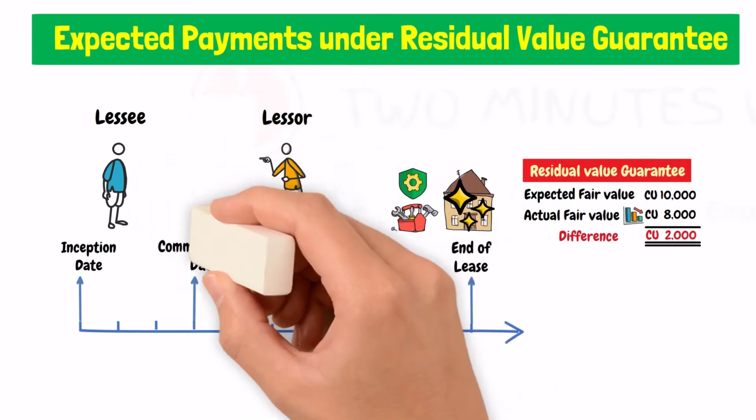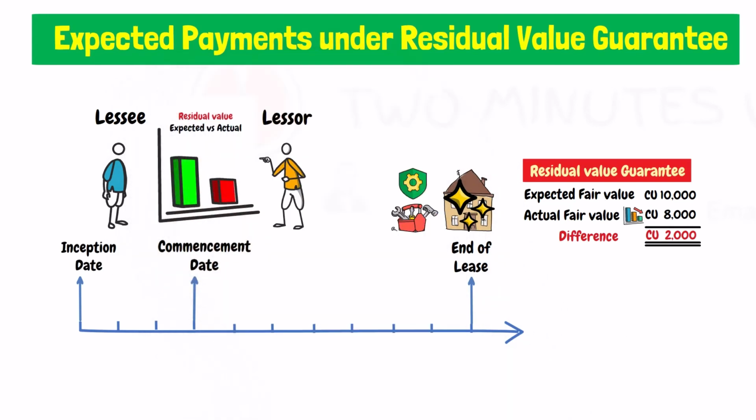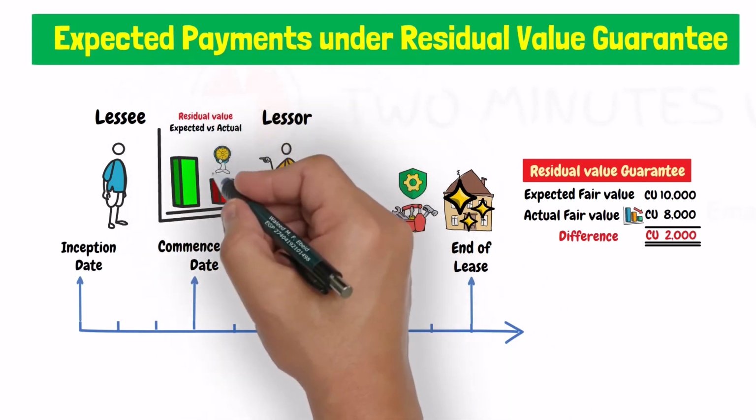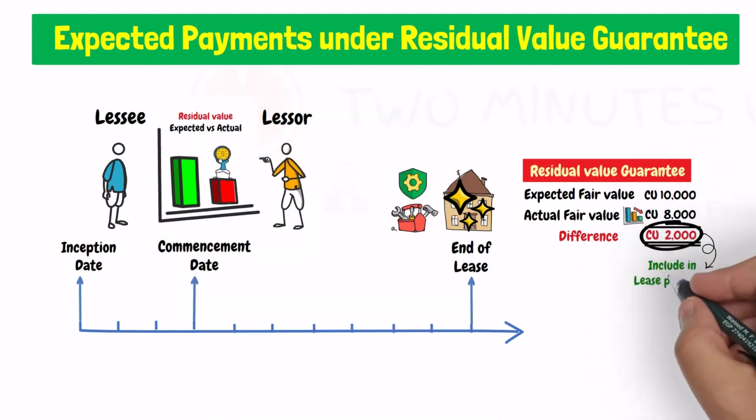So, at the commencement date, if it is expected that the fair value of the leased asset at the end of the lease term will drop below the guaranteed residual value, then the lessee should include the difference in the lease payments when assessing the lease liability at the commencement date.